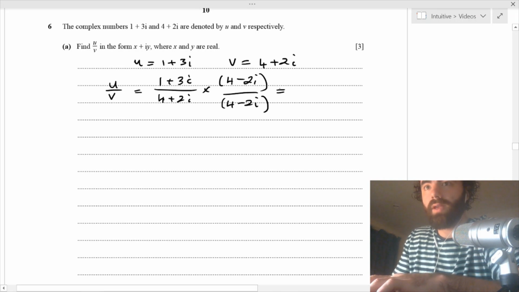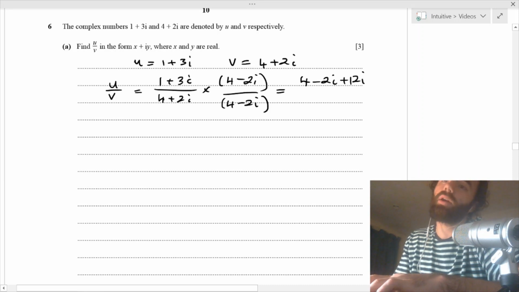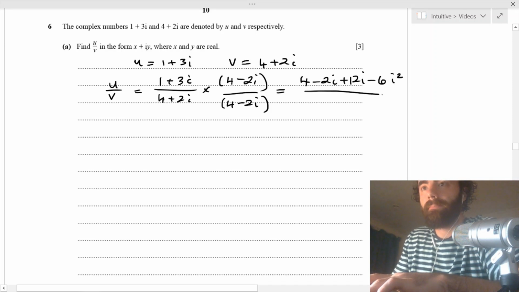And this will give us 1 times 4 is 4. 1 times minus 2i, so minus 2i. 3i times 4 is plus 12i. And 3i times minus 2i is minus 6i squared. Divided by this times this is 16. Those two will cancel, and then we'll just get a minus 4i squared.